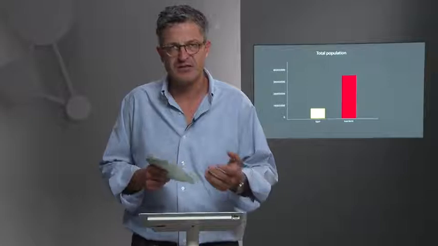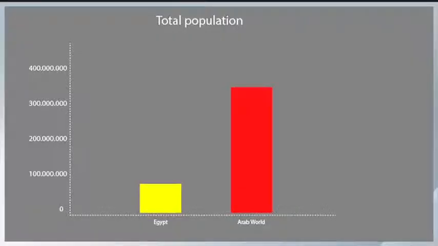The other reason why Egypt plays a particularly important role is simply its population size. If you look at this graph, it shows the current distribution between the Egyptian population and the overall Arab population. And you can see that it's already a very sizable part of the overall Arab people that is composed of Egyptians.